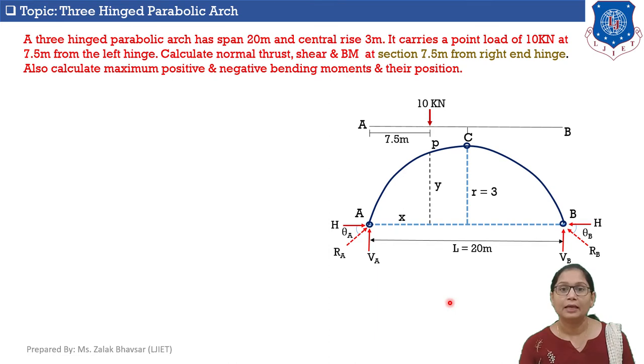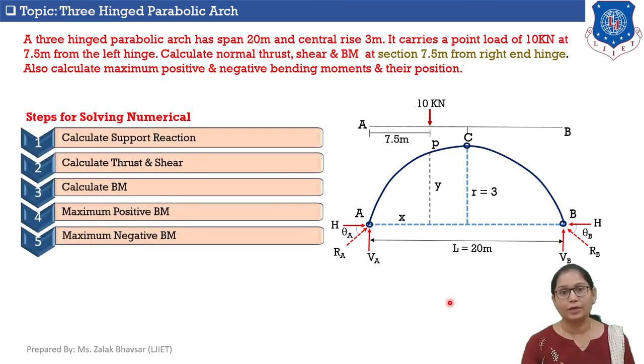Here are the steps that we will follow to calculate this numerical. In step number 1, we will calculate support reactions. Support reactions are VA, VB and H. So first of all, we will calculate support reactions. After that, we will calculate thrust and shear. Then in step number 3, we will calculate bending moment at a distance 7.5 meters from the right hinge. Then in step number 4, we will calculate maximum positive bending moment and then we will calculate maximum negative bending moment in step number 5.